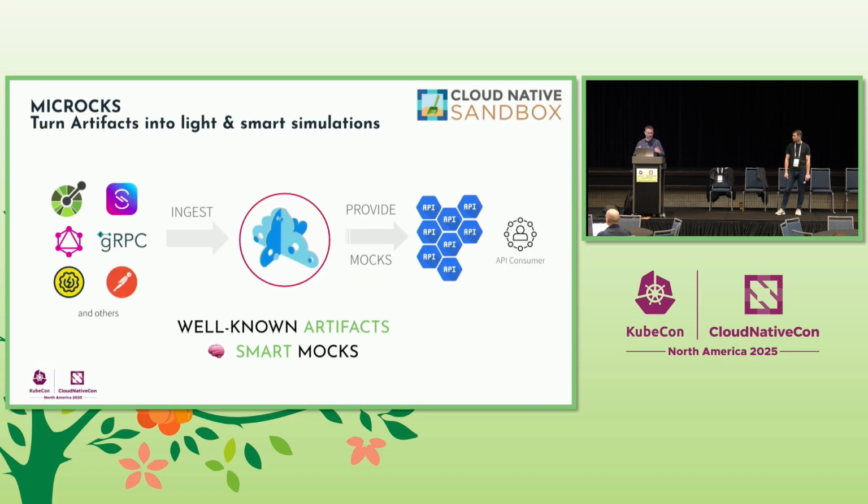How it works in a nutshell: you just have to collect the different artifacts you probably already have in your organization, OpenAPI files, gRPC protobuf, maybe Postman collections, this kind of stuff, put everything into Microcks, and from that we are able to provide simulation, on-the-fly mock endpoints that your API consumers will be able to use without deploying a full set of containers, for example. The more artifacts you put in Microcks, the smarter the mocks are.